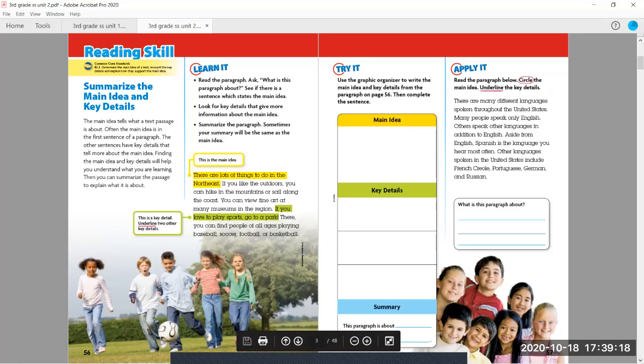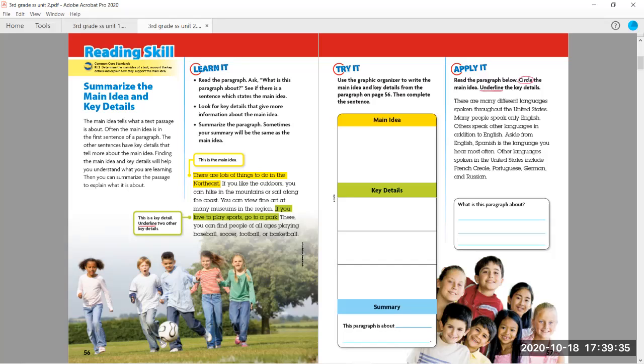Now over here, we're going to be talking about our reading skill, which is to summarize the main idea and the key details. The main idea tells what a text passage is about. Often the main idea is in the first sentence of a paragraph, so it's one of the first things that you read. The sentences that come after it have the key details that tell more about the main idea. So we're going to find the main idea and the key details to help us understand what we're reading and learning. And then we'll be able to summarize our passage and explain what it's about.